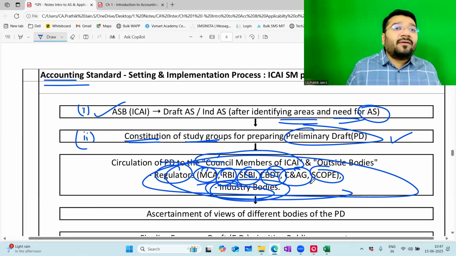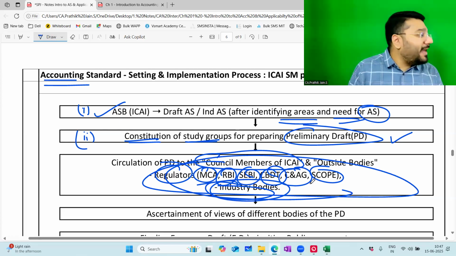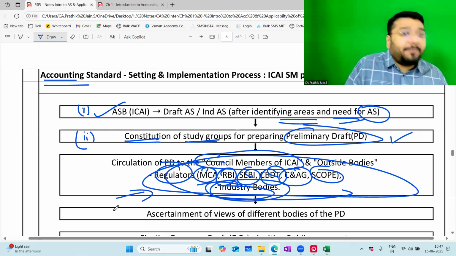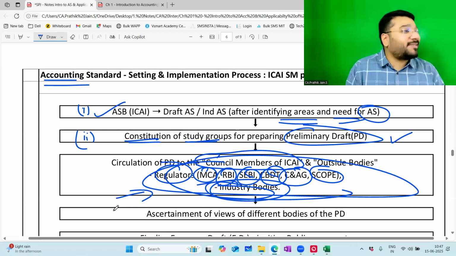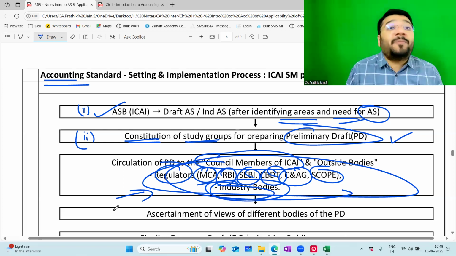ASB sitting where? Delhi. AC room. What practical knowledge do they have? So they get the practical insights from these people who are dealing with the end customer on a day-to-day basis. So that's why the input from these people is very, very important.